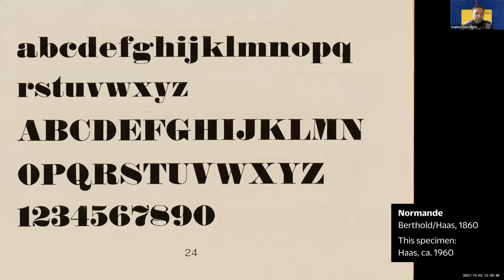A lot of you may know Poster Bodoni, but this one has a very German origin. Has kind of a square form. You look at the A and the G, those kind of flat sides.